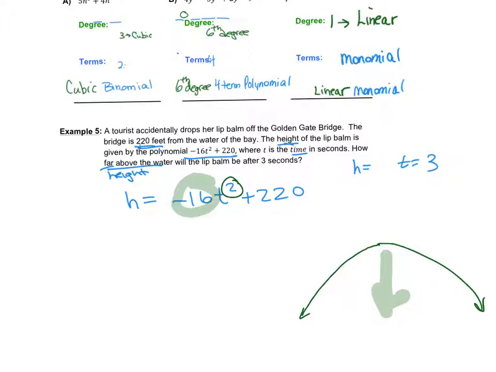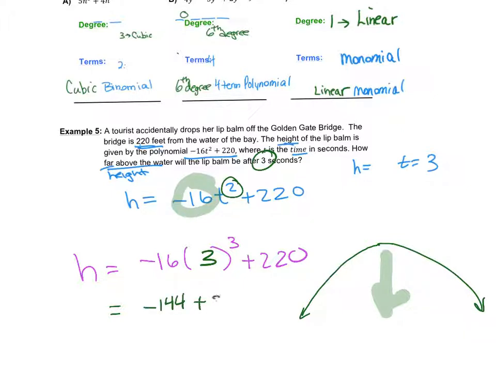So the question is asking us to find h when we know that t is equal to 3. So basically you're just literally going to plug in 3 for t and do the work, and when you do the math, you get negative 144 plus 220, which gives you 76. So that means that the lip balm is going to be 76 feet off the ground after 3 seconds. That's basically what it's going to be.